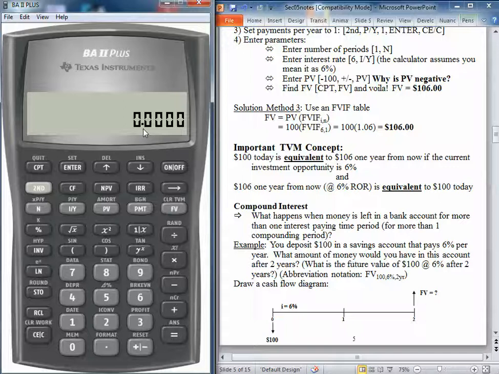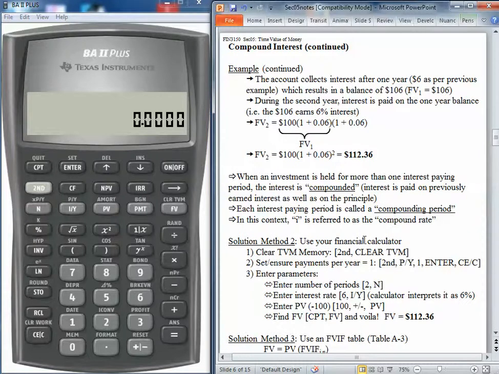Okay, compounded interest. In the last section we did a problem where we looked at one period of interest. What happens when money is left in the bank account for more than one period? Well, then we see the effects of compounding, because you start to collect interest on the interest. So you deposit $100 in a savings account. It pays 6% per year. What amount would you have in this account after 2 years? Or what is the future value of the $100 at 6% after 2 compounding periods? You can see how the timeline has changed. We've simply stretched the timeline from 1 period to 2 periods.